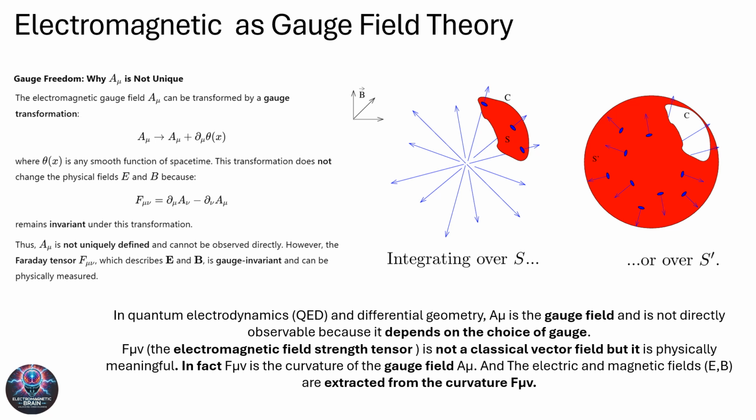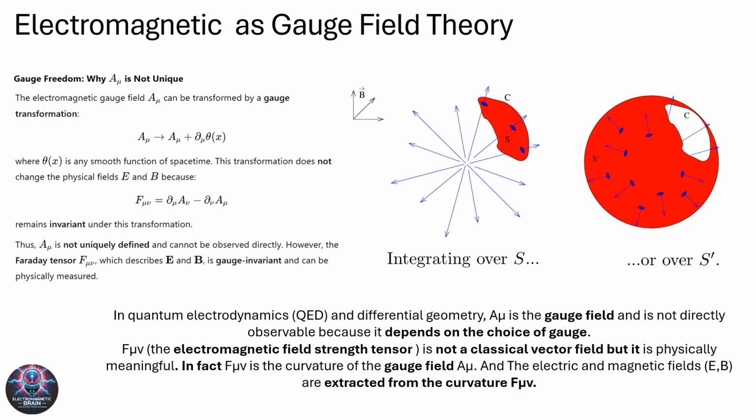From the perspective of differential geometry, the electromagnetic field strength tensor F_mu_nu is not merely a vector field but rather the curvature of the gauge field A_mu. In this formalism, electromagnetism can be seen on a principal fiber bundle, where the curvature of this connection gives rise to the physical field. The integral formulations illustrated here show how different gauge choices affect the way fields are interpreted in different regions of space.